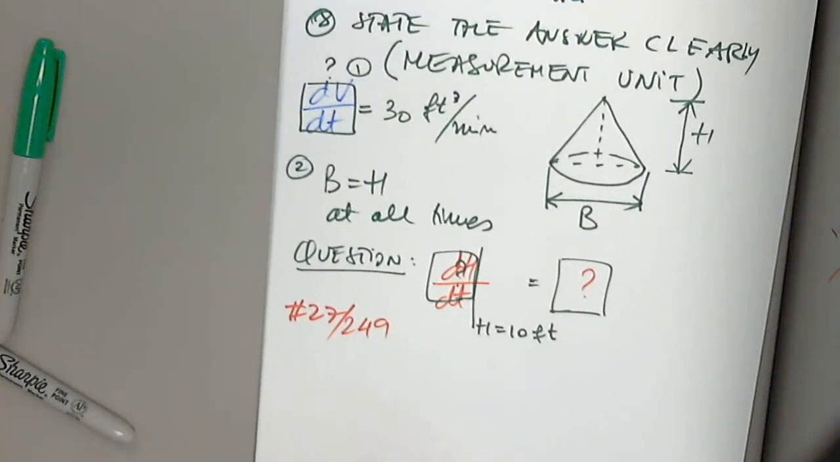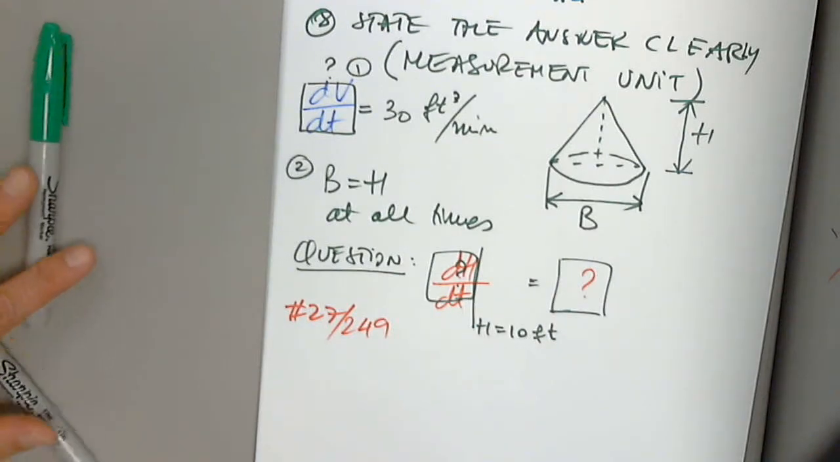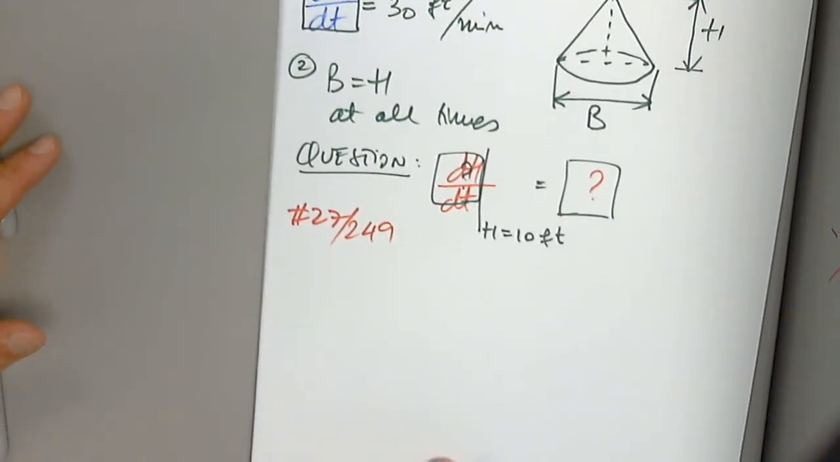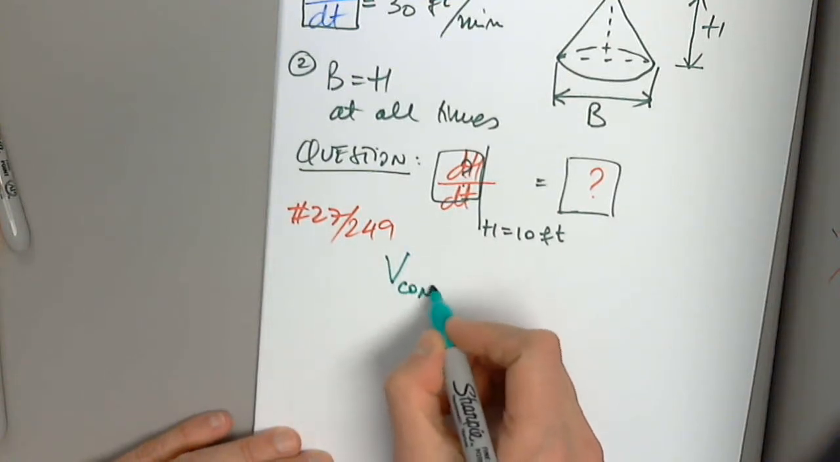So we are at the stage in which we are trying to discover a relationship between what is given to us, which is the rate of change of volume with respect to time, with some condition that we have, and the height. So what do you think we will start with? Just give me your thoughts. Anything, any idea? The volume of a cone. Very good. The volume of a cone.